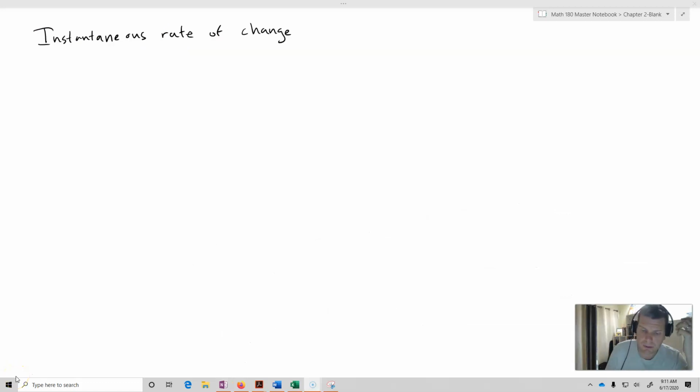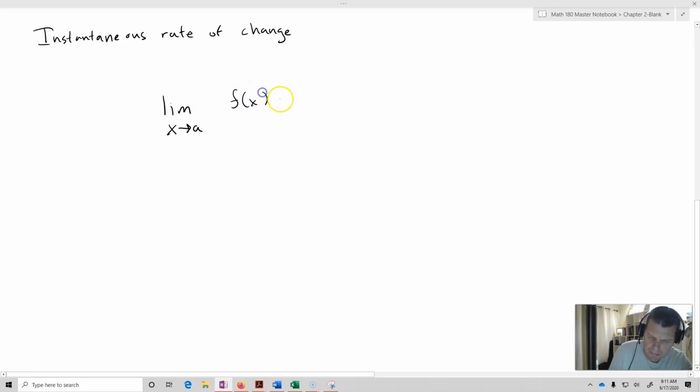Another way for us to write the derivative would be something along these lines. We could also write it as the limit as x approaches a of f of x minus f of a, all over x minus a. And again, that's just representing what happens to this rate of change as x gets closer and closer to a.